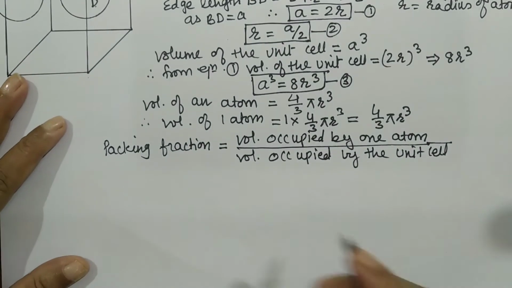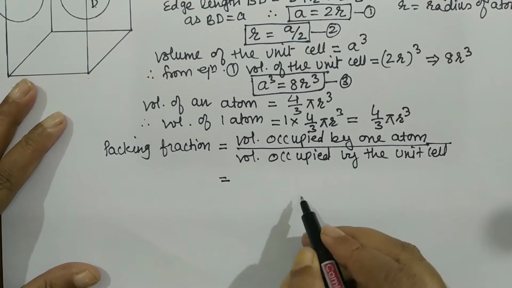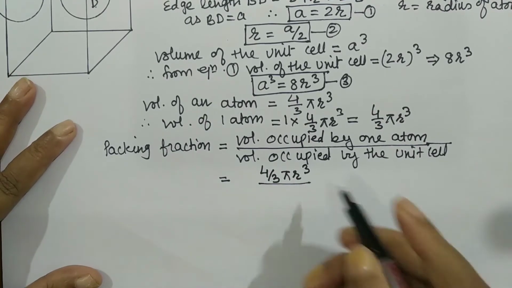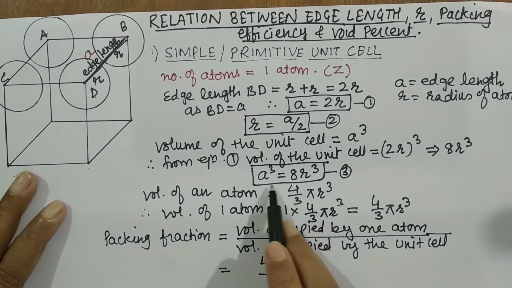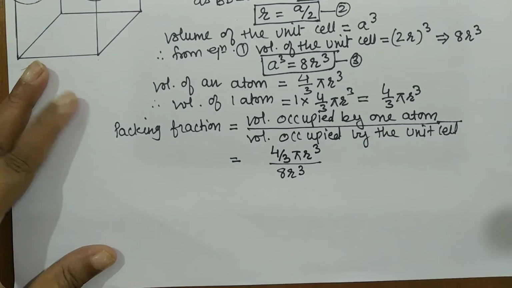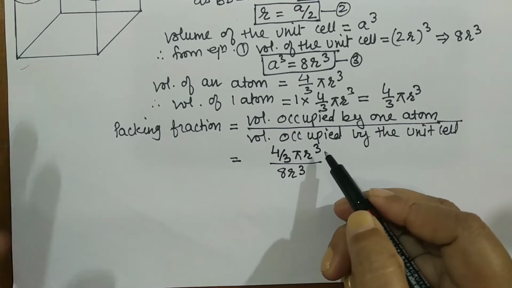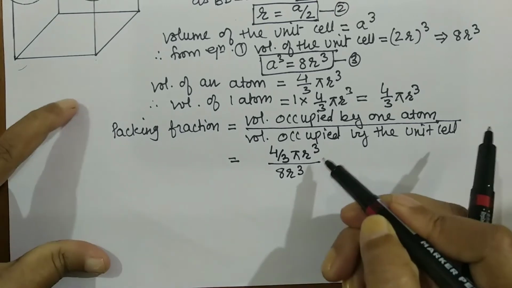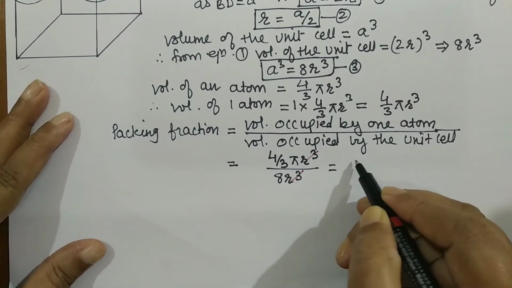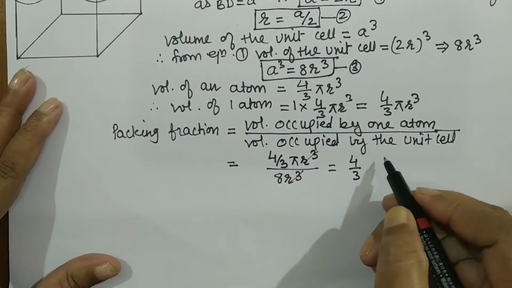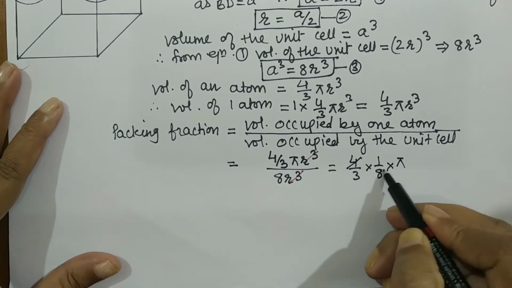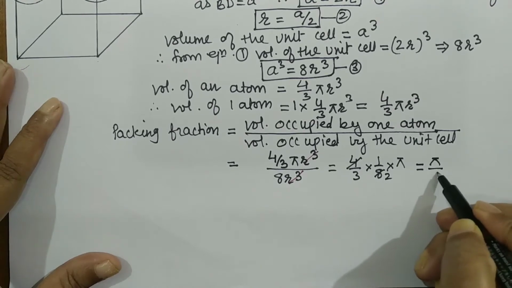So let us substitute the values now. Volume occupied by one atom is 4/3 πr³, and what is the volume occupied by the unit cell, students? That is 8r³. So let us substitute here 8r³. Now if you cancel out the r³ and r³, what you are left with is 4/3 into 1/8 into π. So this and this will get cancelled, and you will get π/6.